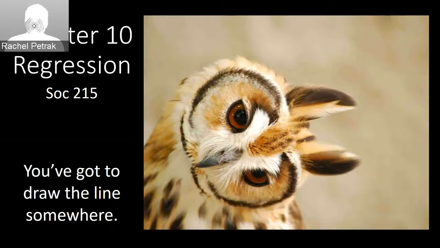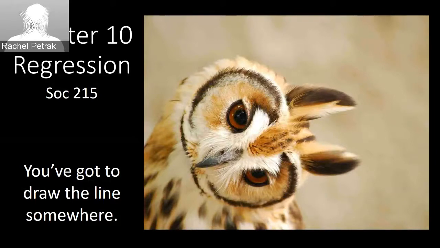It's a common saying to say, you've got to draw the line somewhere, and in our lecture today on regression, you'll learn exactly where to draw that line. In today's lecture, we'll discuss the basic assumptions and qualities of regression. We'll then move into discussing the regression method and the process for looking at a regression model.